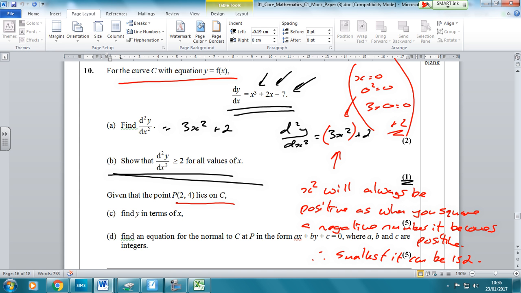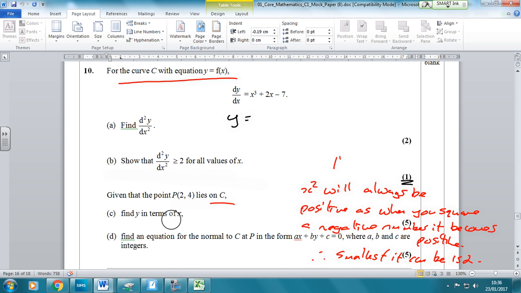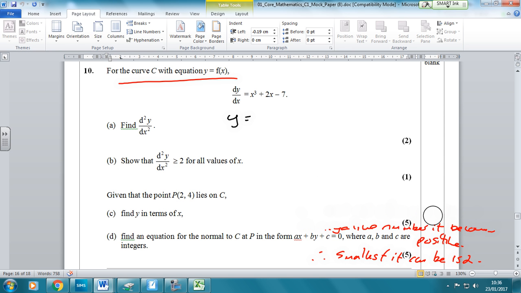Now we've got a curve here, which is y equals f(x), but we haven't got the equation of the curve. What we've got here, and this is what your most recent homework was, is the gradient function. Now to get from the gradient function to y equals, we've got to integrate. And this is what you've got to be able to identify. It says find y in terms of x. When it says find y in terms of x, it means you've got to find the equation of the curve.